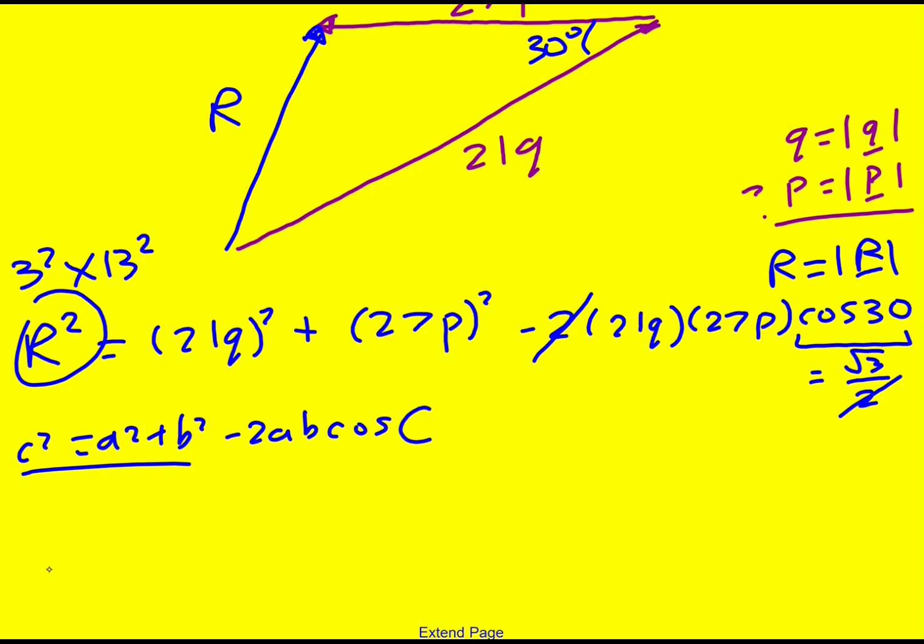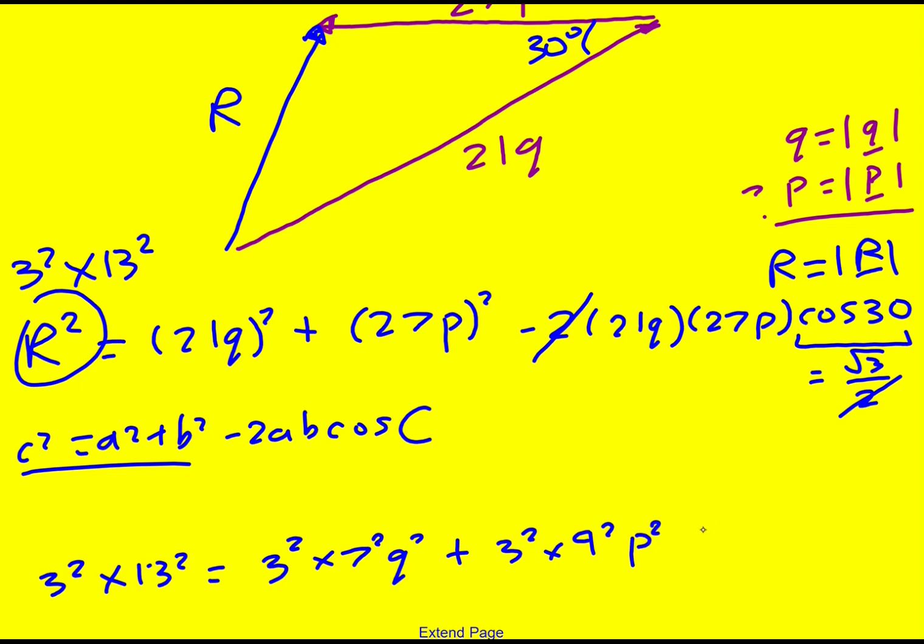Just going to rewrite this to make it a little bit neater. So 3 squared times 13 squared is equal to, what I can actually do is factorize the 3 out. So 21 is 3 times 7. So 3 squared times 7 squared times q squared plus 3 squared times 9 squared times p squared. Factorize the 3 squared out of this one. And then I'm going to be minusing 3 squared times 7 times 9, and then pq root 3.